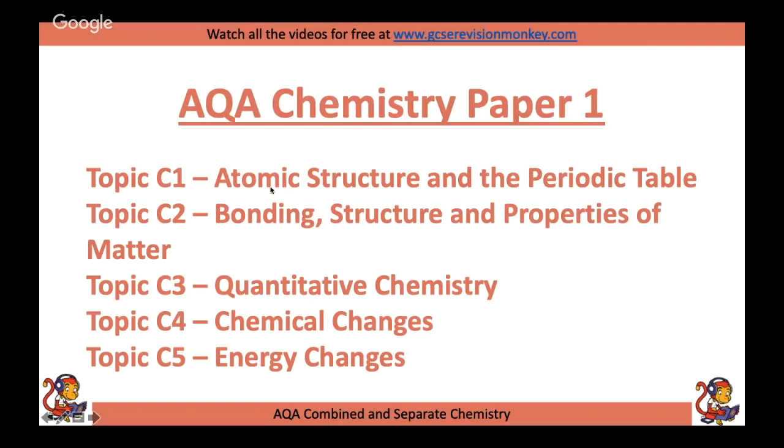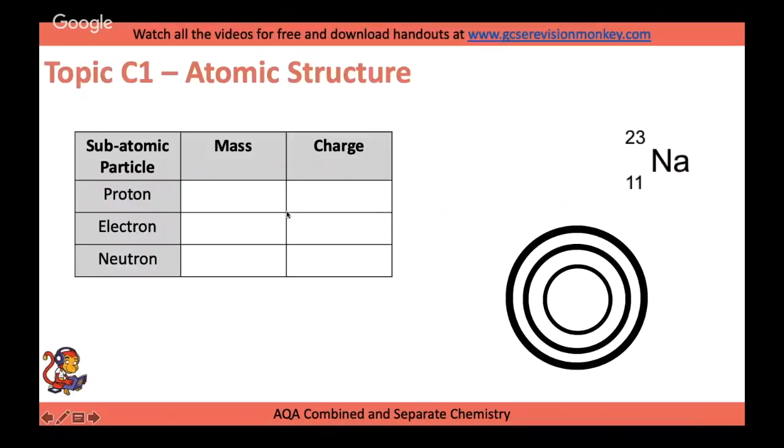Let's remember that we're looking at topics 1 to 5 for tomorrow. Okay, 1 to 5 in your revision guide. So some basics to start off with. You might be asked to complete a table like this. Protons and electrons both have a relative mass of 1. And for the electron, you can write very small.